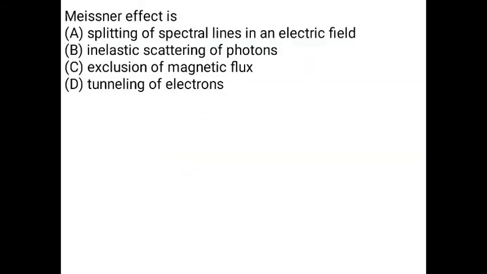Meissner effect is expulsion of magnetic flux. It is the expulsion of magnetic field from the interior of a material that is in the process of becoming a superconductor, that is losing its resistance to flow of electric current when cooled below a certain temperature called transition temperature, which is almost equal to absolute 0.